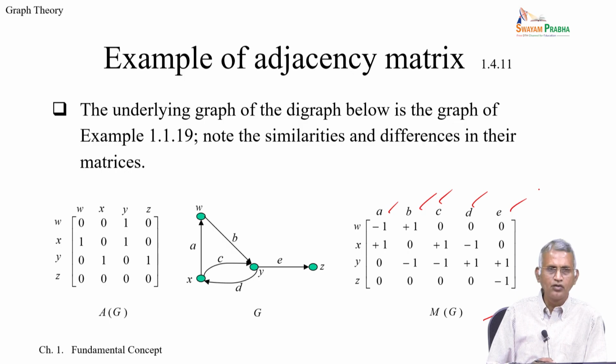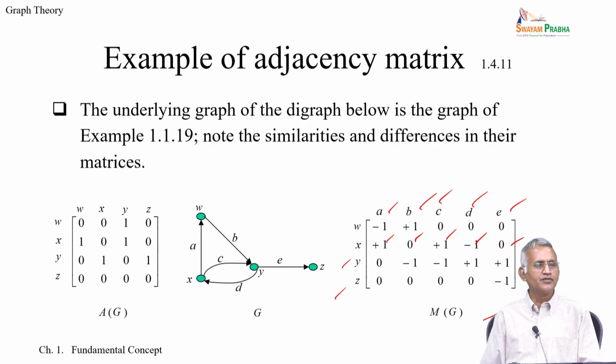So, this way we can go to X. X to A, how many X is connected with A, incident, therefore 1. X to B no, therefore 0, X to C yes, plus 1, X to D opposite direction, minus 1, X to E no connection, therefore 0. So, like that you have to go for Y and Z, and we have the incidence matrix corresponding to graph G. So, A of G is called the adjacency matrix, M of G is the incidence matrix.